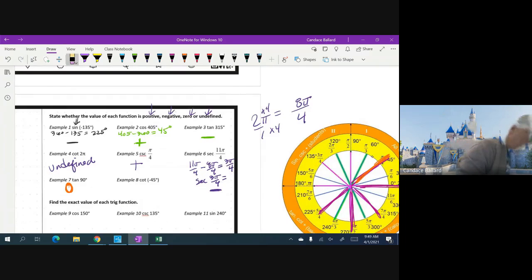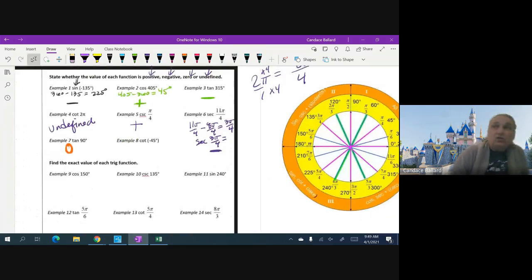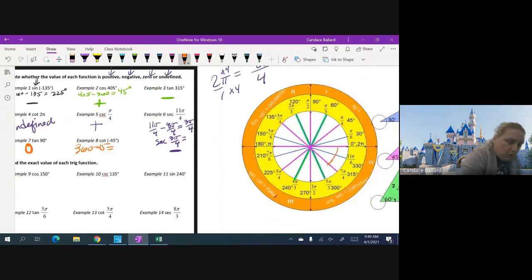All right, and then we've got negative 45. So there's 2 ways I could do that. I could subtract from 360, so 360 minus 45, or I could just count backwards 45 degrees. I'm going to end up at 315 no matter what.